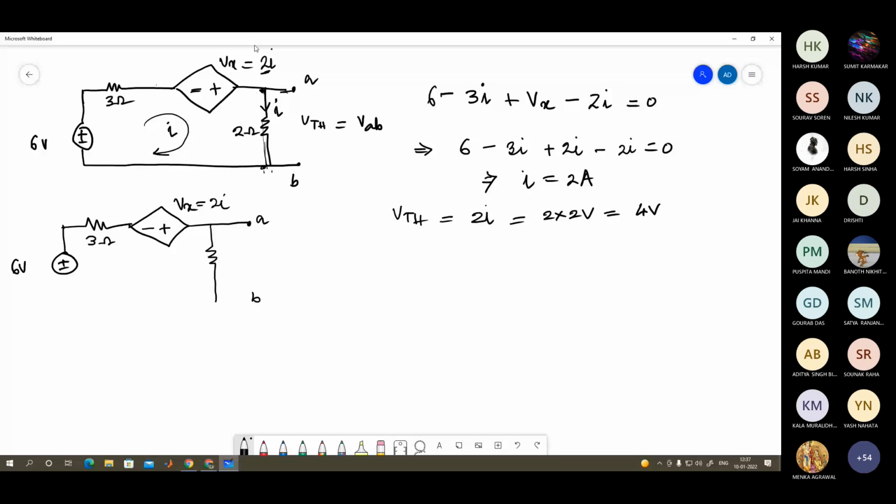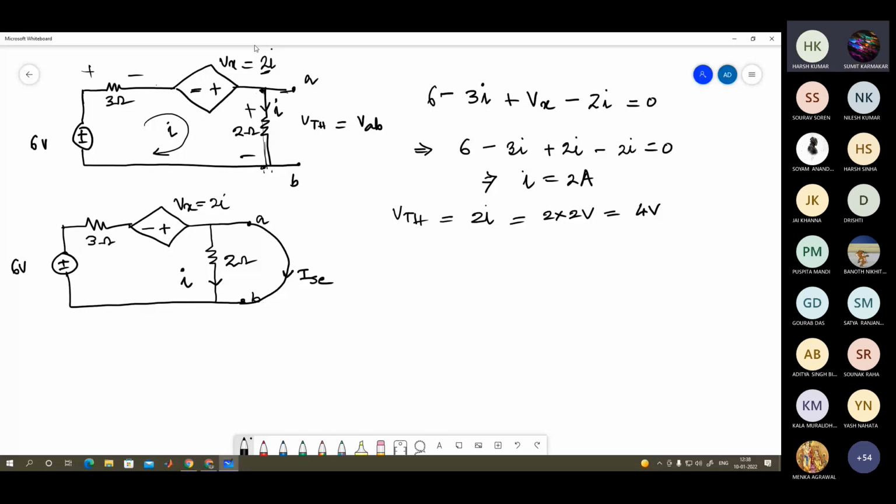Now A and B, we short it. So when we short A and B, this is your I current. When we short it, then what do you think? Will there be any current through this path? This 2 ohm resistor? No, sir. No current is flowing through it, if short circuit is there. Then I will be 0, right?